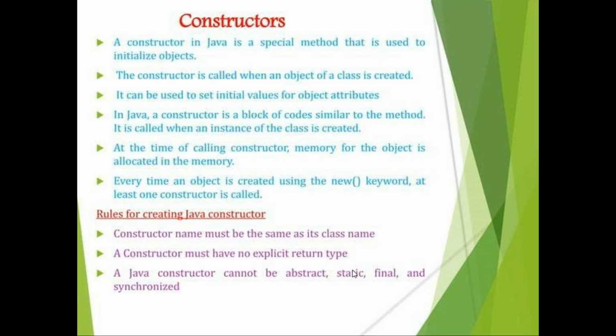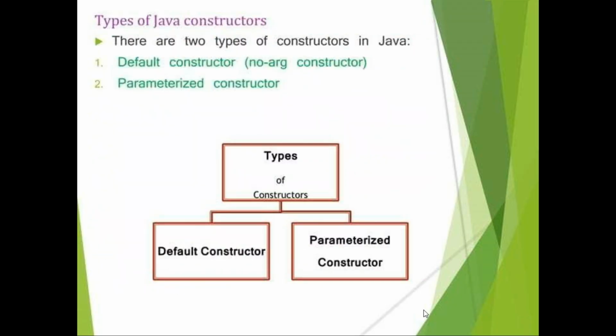What are the various rules for creating a constructor? First, the constructor name must be the class name. Second, the constructor must have no explicit return type. Last, the constructor cannot be abstract, static, final, or synchronized. These are the various rules for defining constructors.